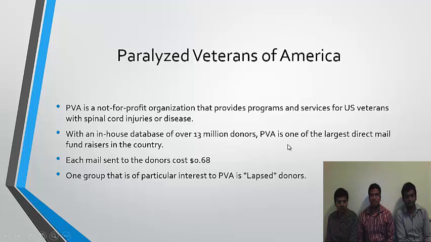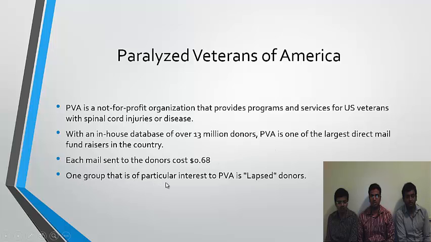This year we're trying to maximize returns, because sending each mail to a potential donor costs 68 cents to PVA. So we're trying to minimize the cost of sending mail by predicting who is likely to donate and only sending those targeted mails. In this process, we are trying to eliminate unnecessary mailing cost and maximize the returns.